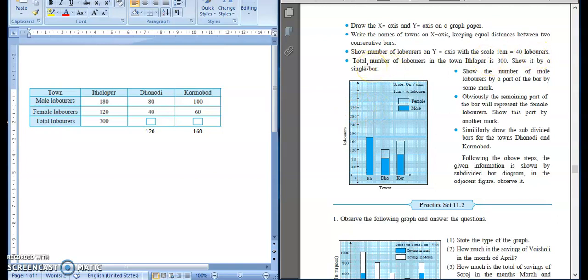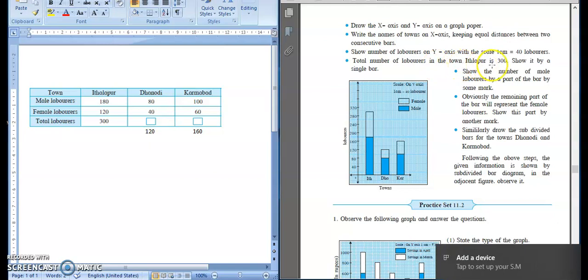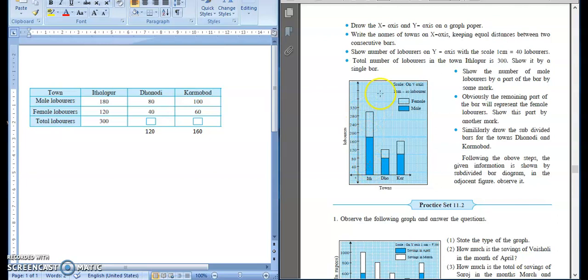Now the next step: the total number of laborers in the town Ithalapur is 300. So show it by a single bar. This bar is for Ithalapur. So draw this bar, and the total number of laborers in Ithalapur is given as how many? 300. So mark the edge of this bar at 300. Okay. This is 300. So this bar should be long up to 300. Show it by a single bar.